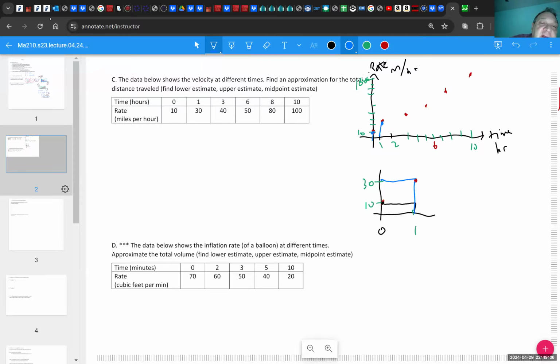So we're going to find the lower estimate, and then we're going to find the upper estimate. And afterwards, I'll talk about what a midpoint estimate is.